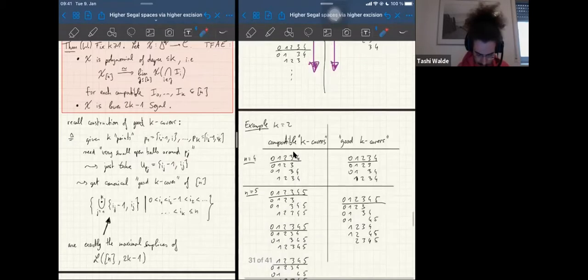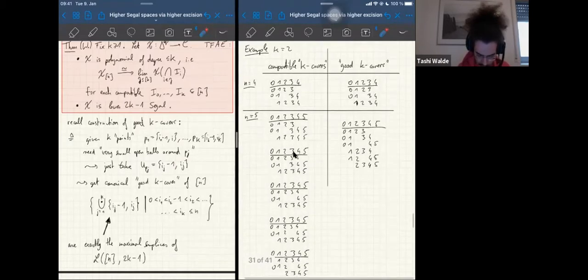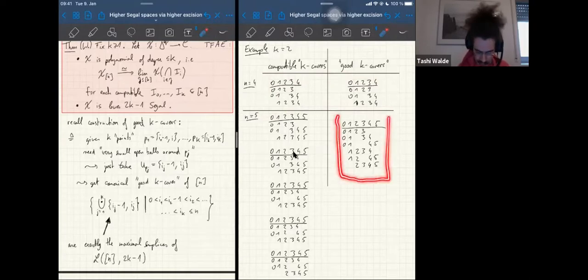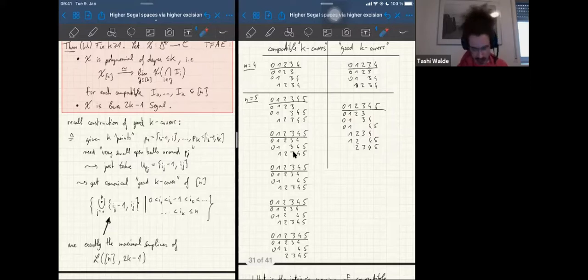And here I drew the corresponding table for k equal 2. I won't spend too much time on this, but you can again see that in the first non-trivial dimension, these two agree. And then the Segal cover is this one, which has all possible ways of taking two pairs. And then for n equal 5, I think in this case it's all of them. But you see that on the left, the number gets very big, very fast, and there's a lot of them.